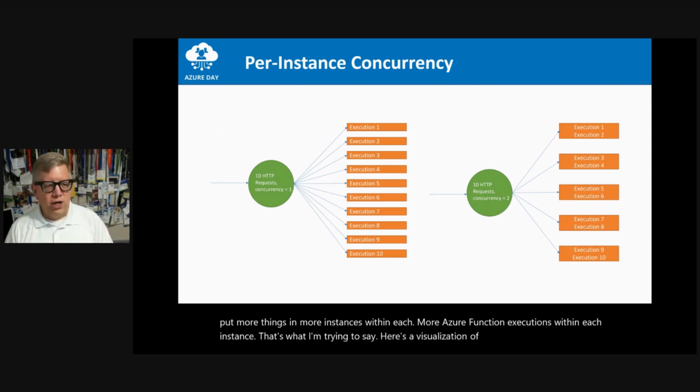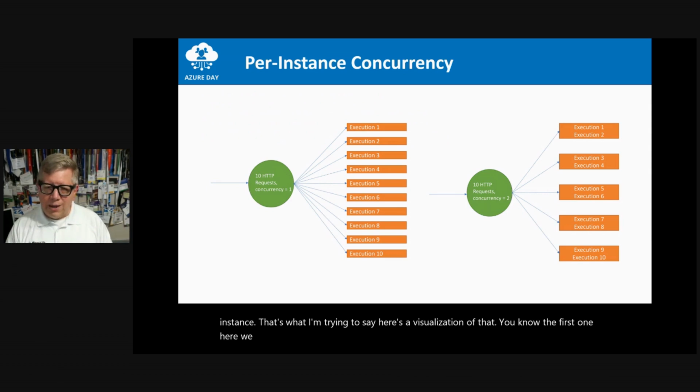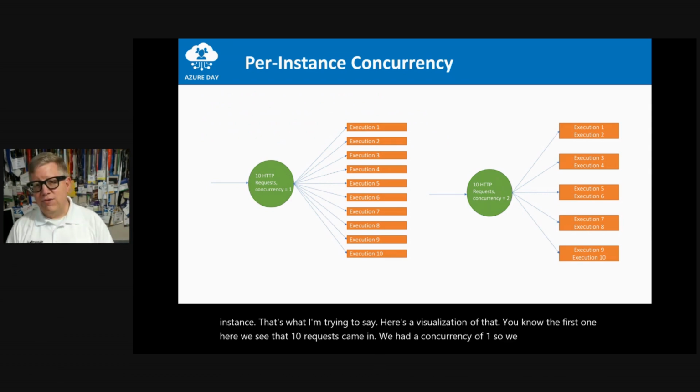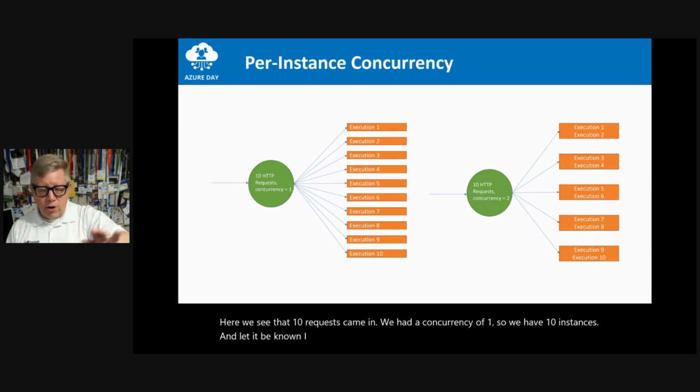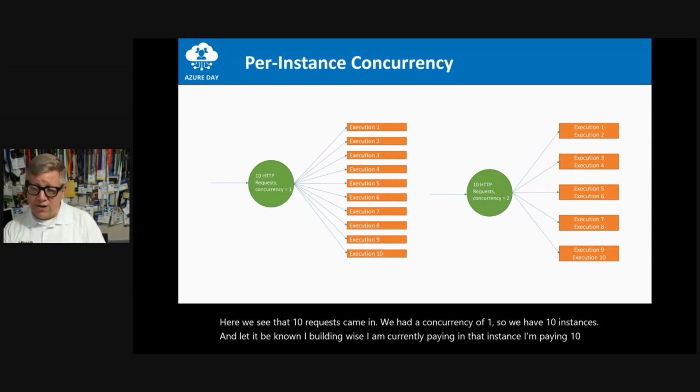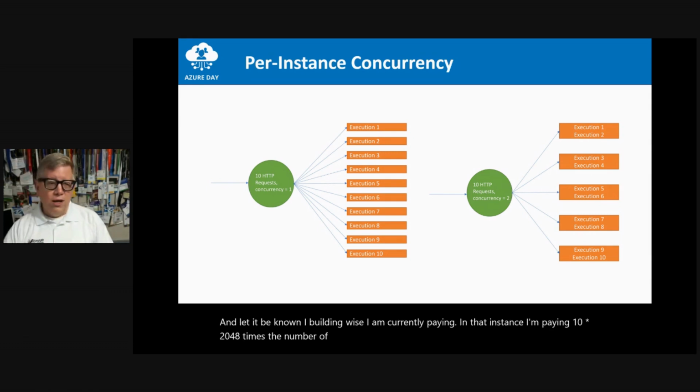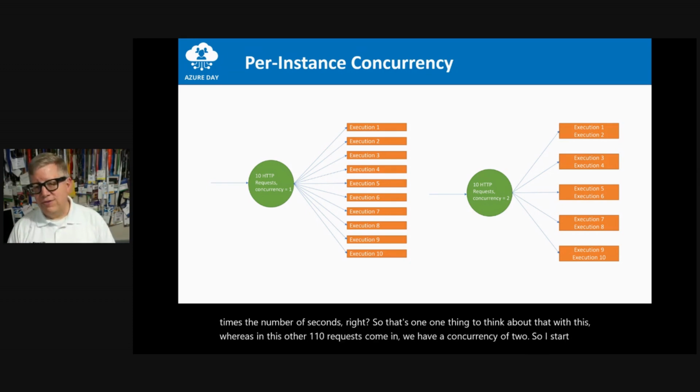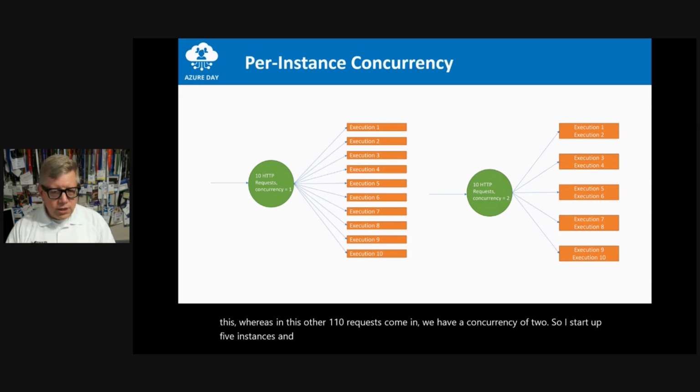The first one here, we see that 10 requests came in. We had a concurrency of 1, so we have 10 instances being created. And let it be known, billing wise, I am currently paying, on that instance, 10 times 2048 times the number of seconds, right? So that's one of the things to think about with this. Whereas in this other one, 10 requests come in, we have a concurrency of 2, so I start up 5 instances. And again, that would mean I'm paying for 5 instances of that.